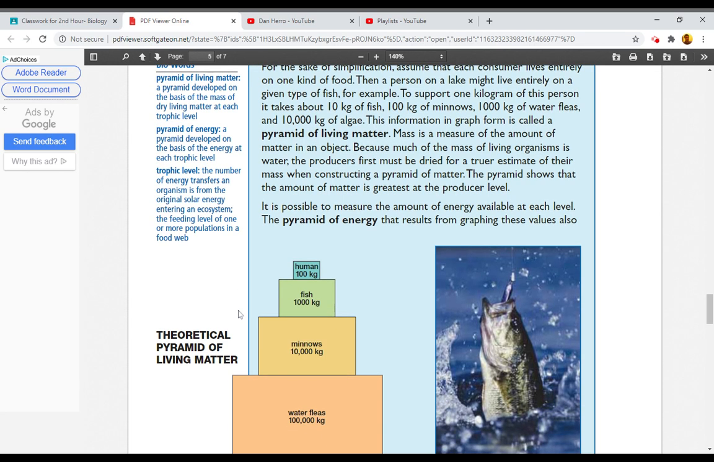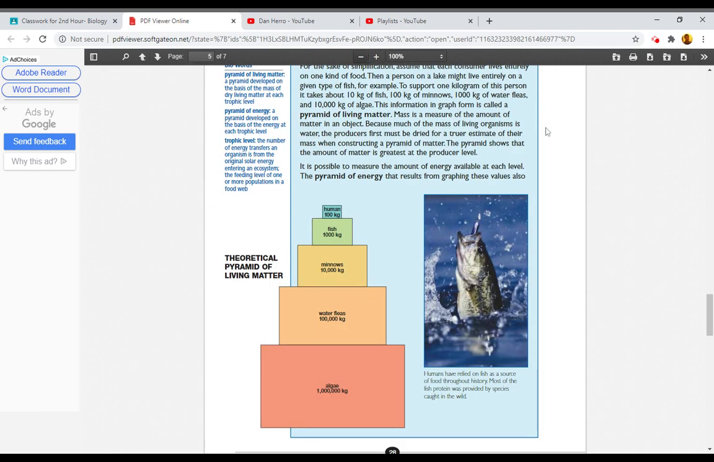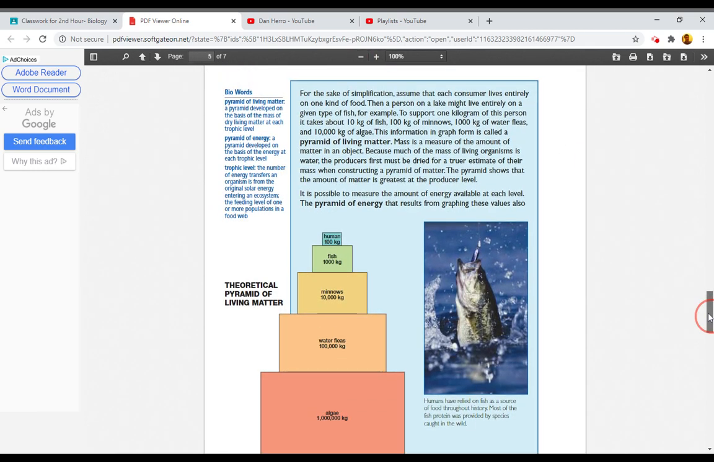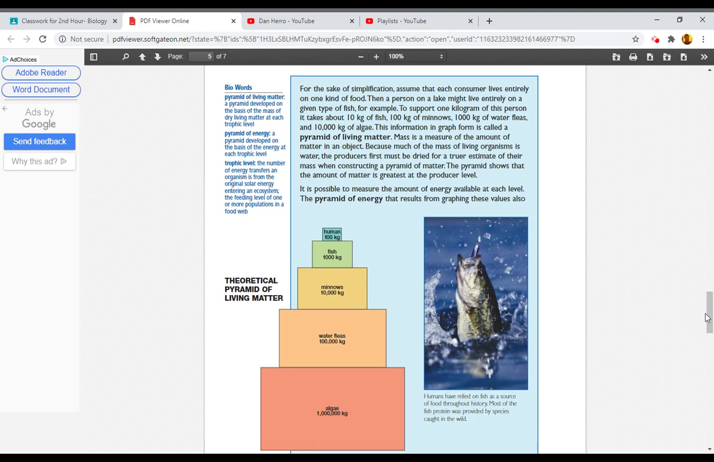Let me scroll down a little bit because they do explain that. If I zoom out, they do explain this.